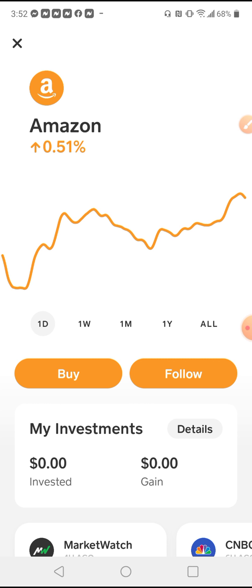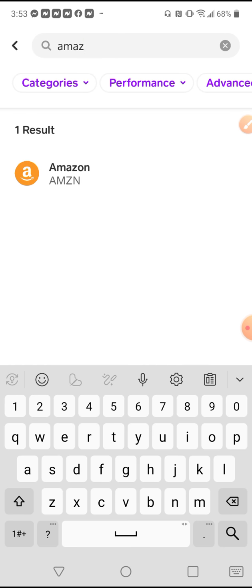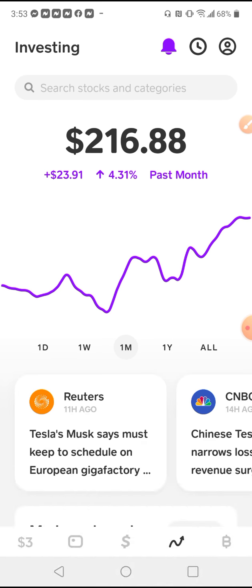But if I had $1 invested, my dollar would have gone up 0.51%. Half of a penny. Okay? Now if I had $2, I would have made a profit of 1 penny for $2. If I had 4, 2. So on and so forth. That's what I like about fractional shares. Okay, now getting back to the topic of the video.